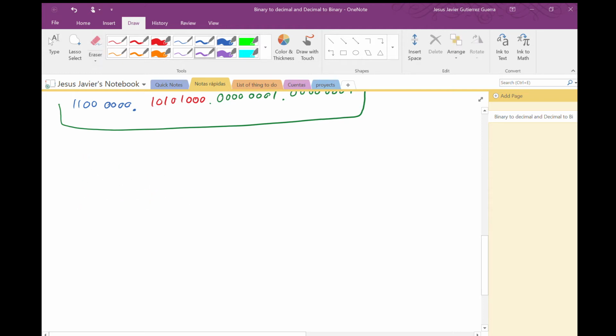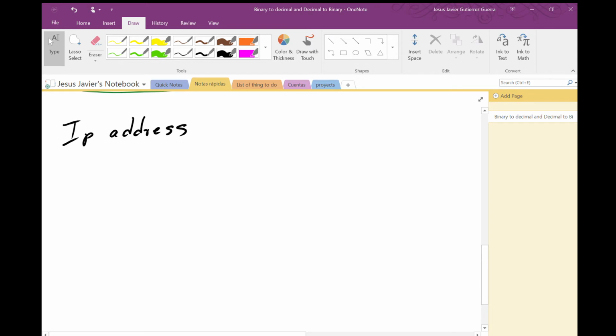So now we need to find the IP. So it's gonna get a little more complex. So I'm gonna give an IP address, and I hope you can stop the video at this point and find the IP by yourself. So I'm gonna give you an IP address in binary. So you will have to find how it will look in decimal.